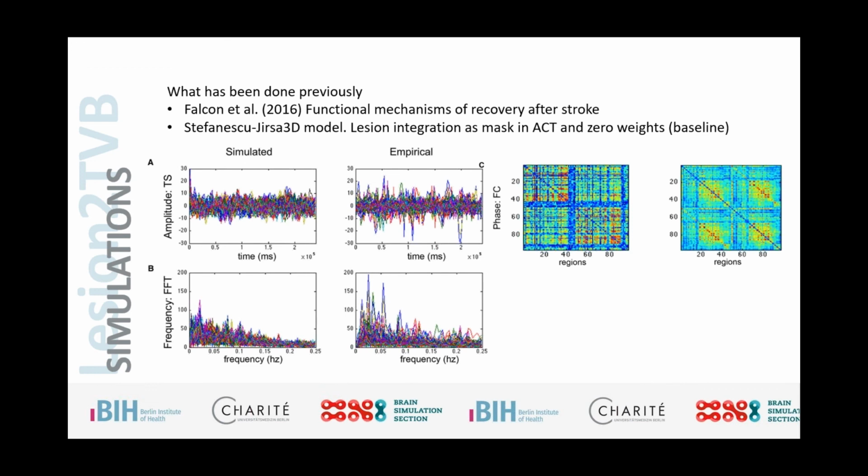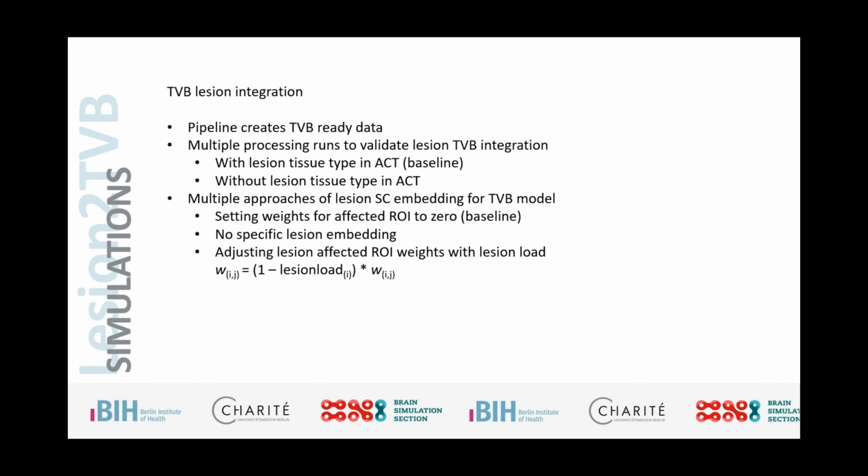So if we now look at the simulations, what has been done so far, there are some great papers in 2015, 2016, Falkenau, using stroke data and using what I call the baseline approach. So what they did is they included the lesion mask as pathological tissue in the tractography, and they also set all the structural connectivity weights to 0 and ran the simulations. And we see the simulated and the empirical time series here, and we see the simulated and the empirical functional connectivity matrix. And then they looked at the different patterns of global coupling and conduction speed to compare healthy controls and stroke patients itself.